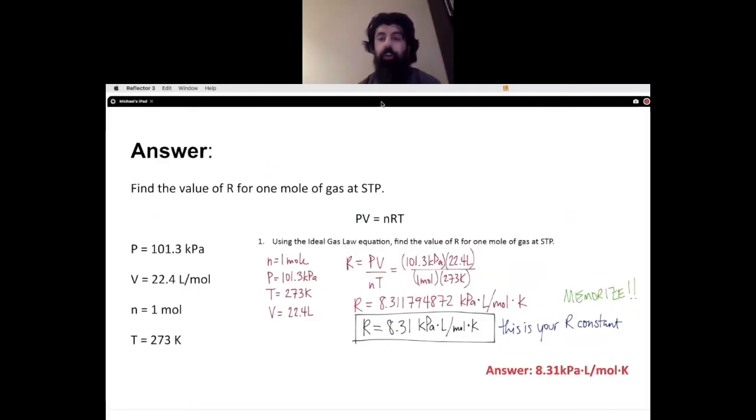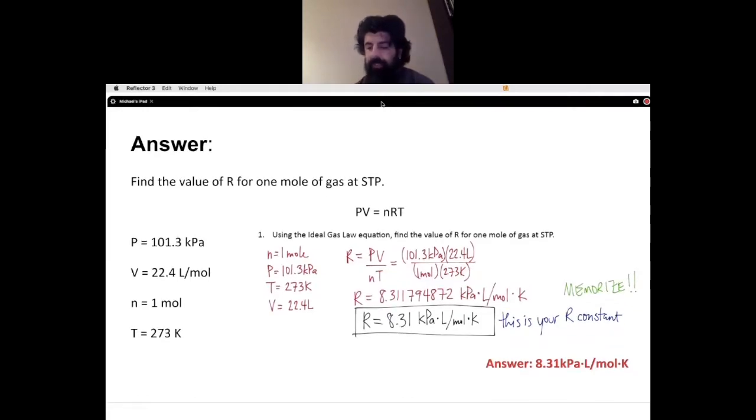When you're finding this R value, and again, this is what you're going to use, you're using this R value for all ideal gas law equations. Whenever you're using PV = nRT, this is going to be your R value, provided that your pressure units are in kilopascals, your volume is in liters, and of course, temperature is a given. It's always going to be in Kelvin. So this is the number that you are going to be using for your R value.